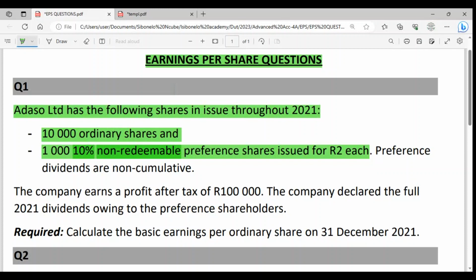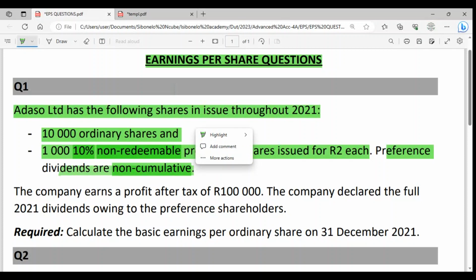So preference dividends. The preference dividends are non-cumulative. So guys, you can be told that the preference dividends are cumulative, and you can also be told that they are non-cumulative. If you are told that preference dividends are non-cumulative, it means that if the company did not pay dividends during the current year, that amount can never be carried forward. That amount can never be paid in the next period. So that is the meaning of non-cumulative.